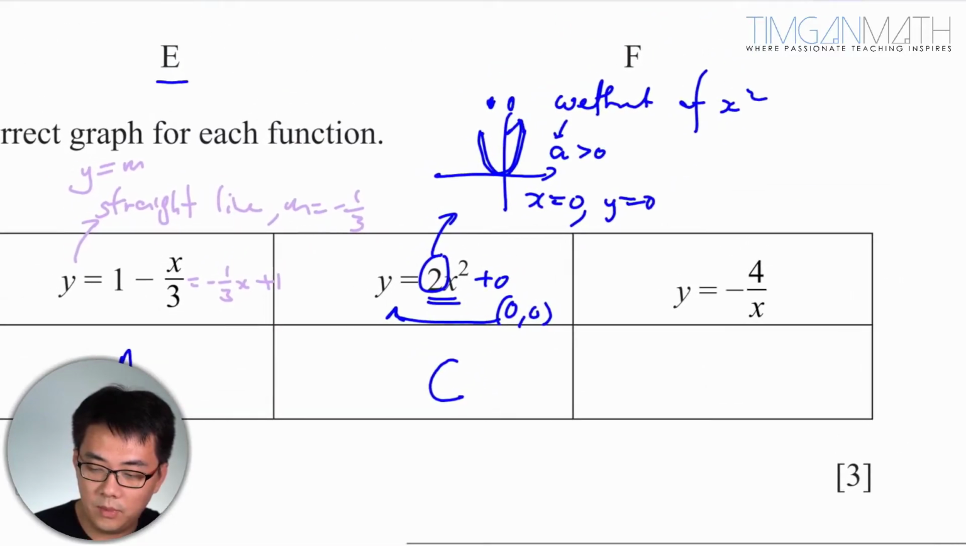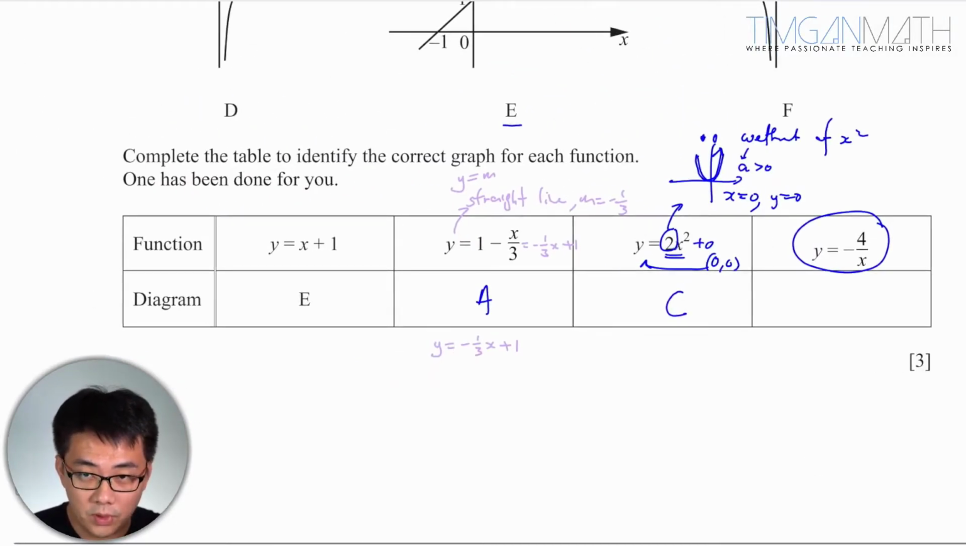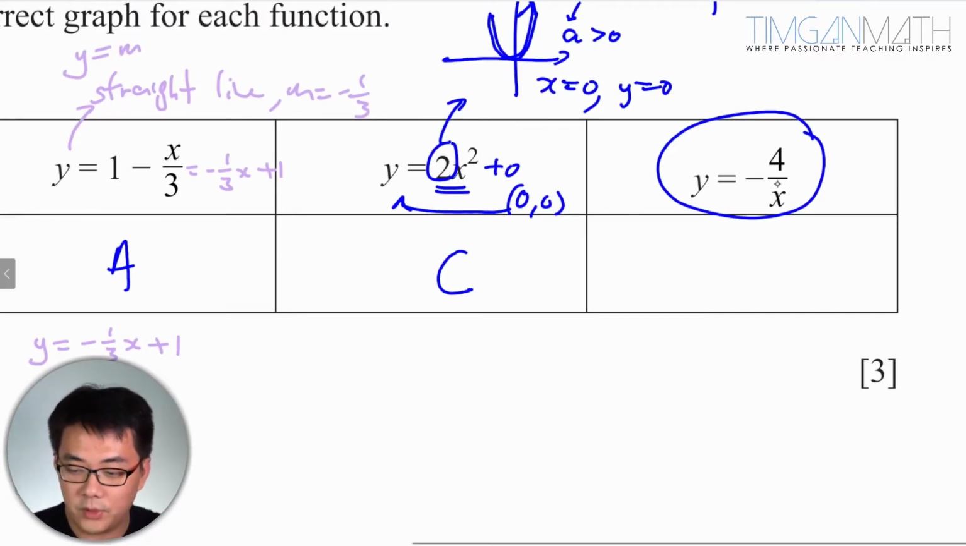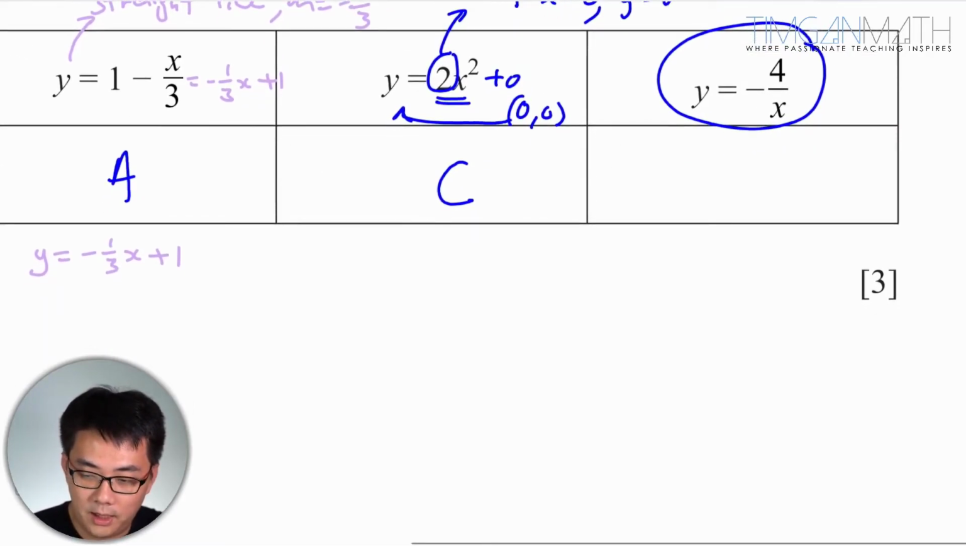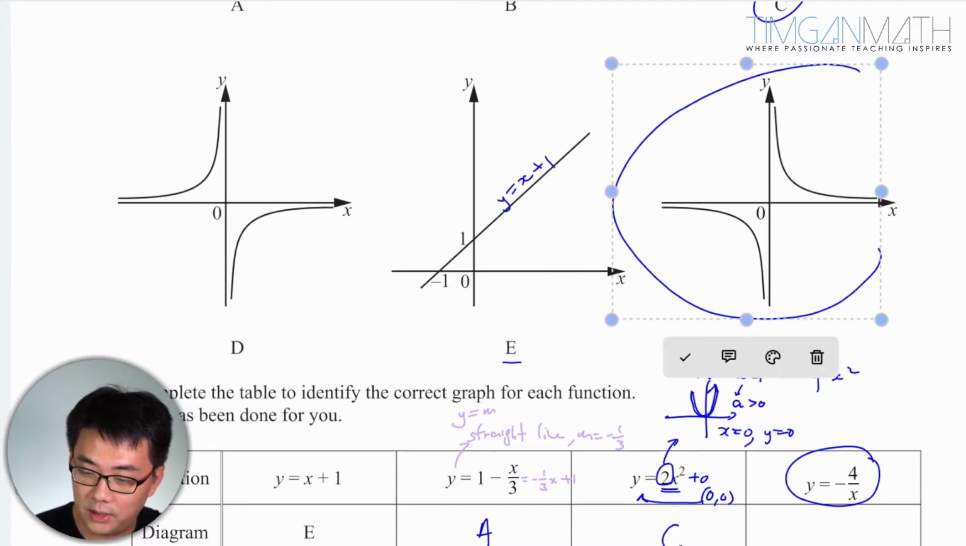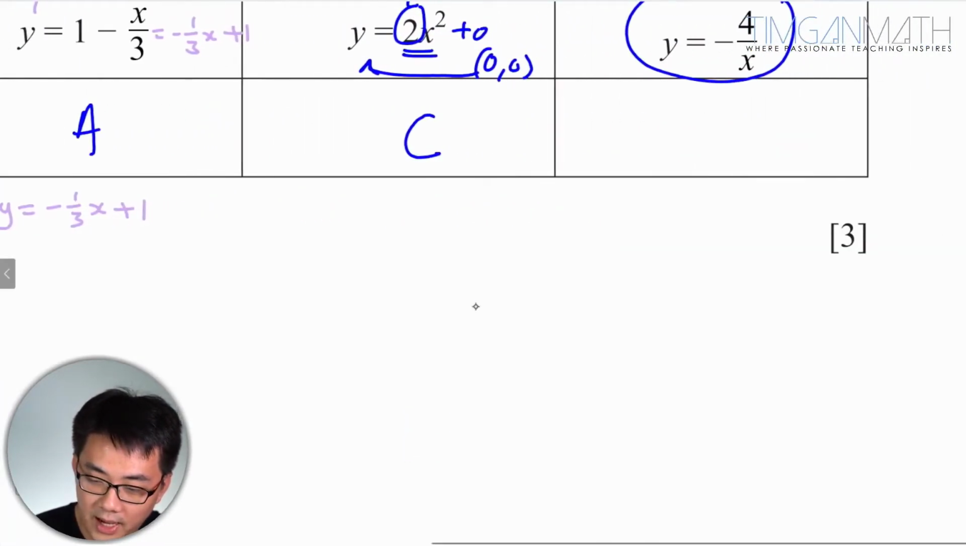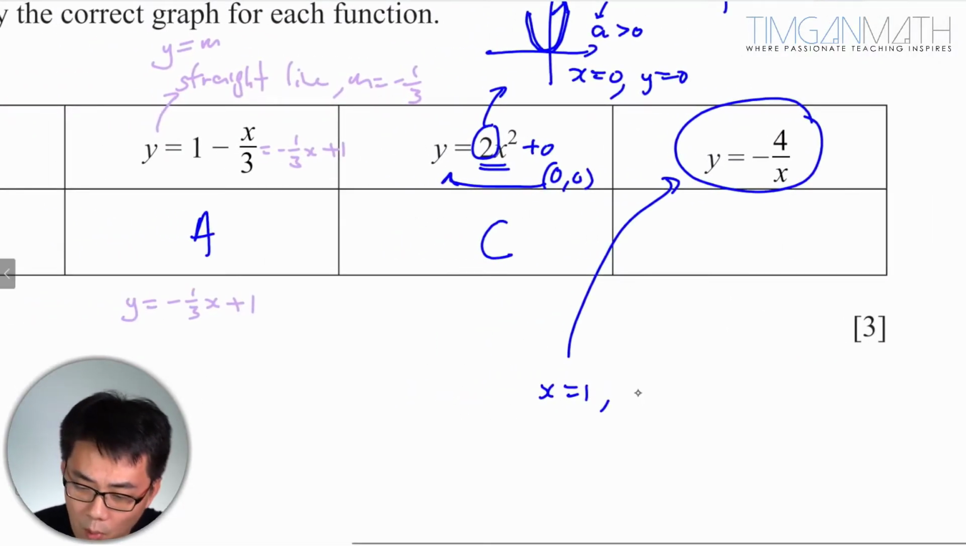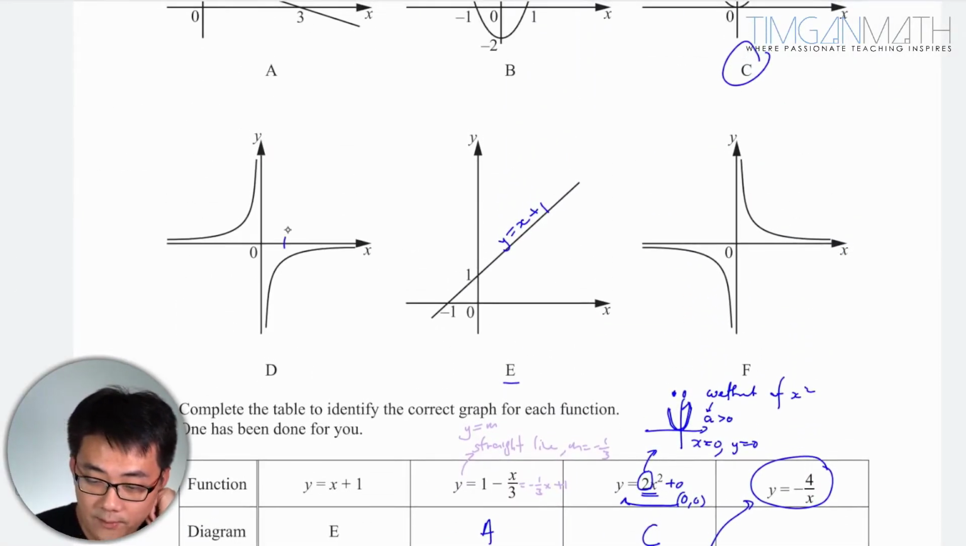Now this last one is actually a reciprocal graph because, as the name suggests, reciprocal graph is 1 over x, right? But sometimes students get confused whether it's this or this. So you can just simply substitute a value in and check. Let's say you put in x equals 1 into this function, you get y equals -4 over 1. This is -4. So 1, -4. So this point is here, it could be this point here.